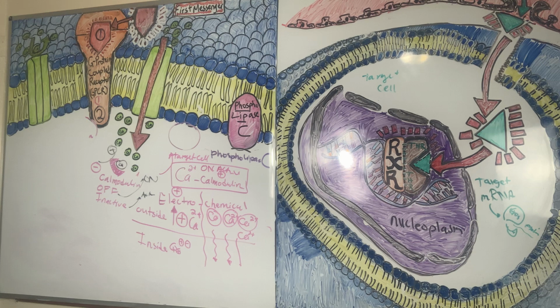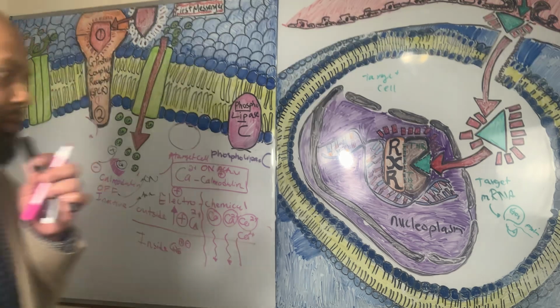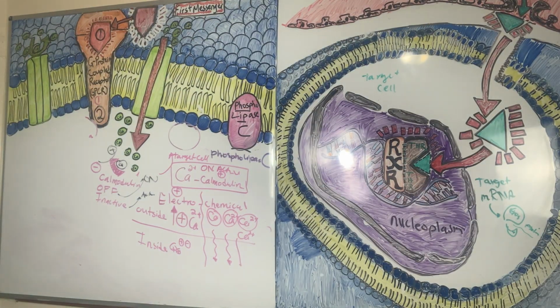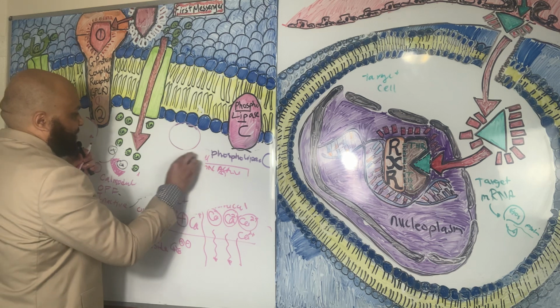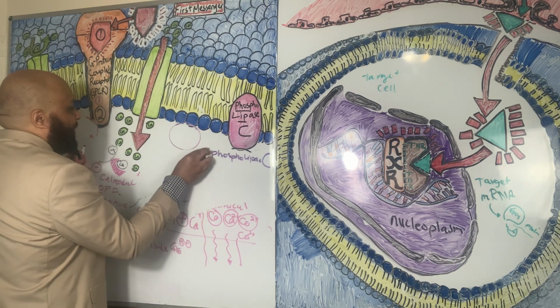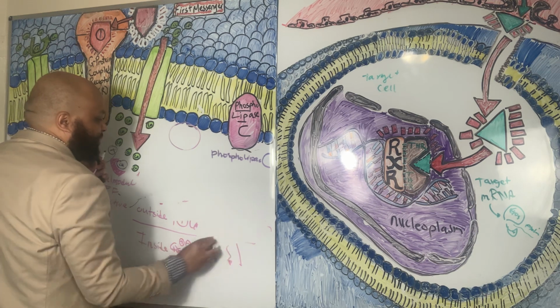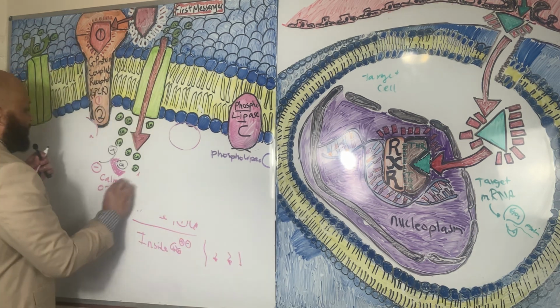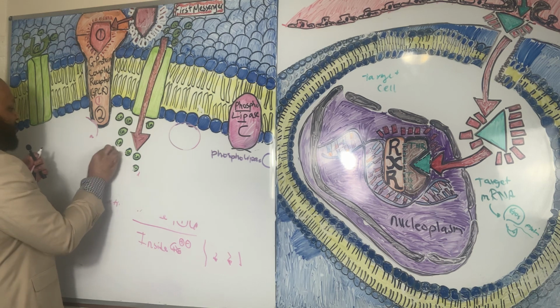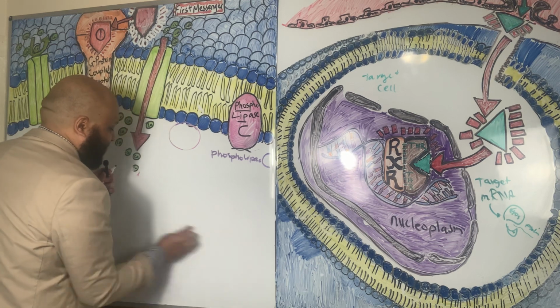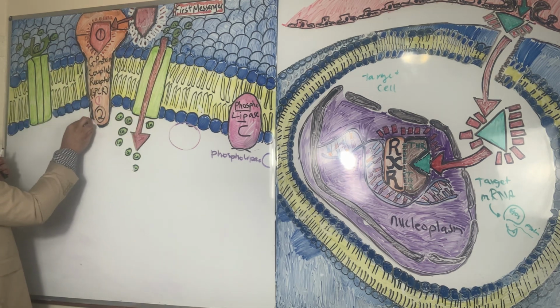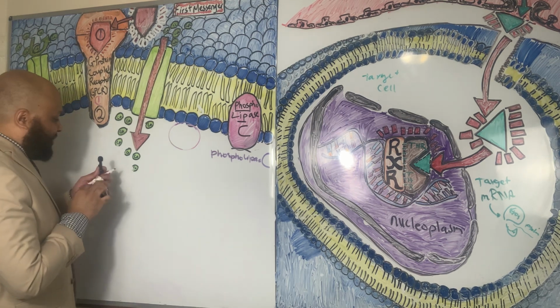Is this the only type of second messenger that we deal with? Of course not. There are multiple types of second messengers that we deal with. The second messenger system that we deal with is the G protein system. Now the G protein system is very interesting. These are the G protein coupled receptor systems. There are two systems that we need to be aware of: the G stimulatory and G inhibitory system.